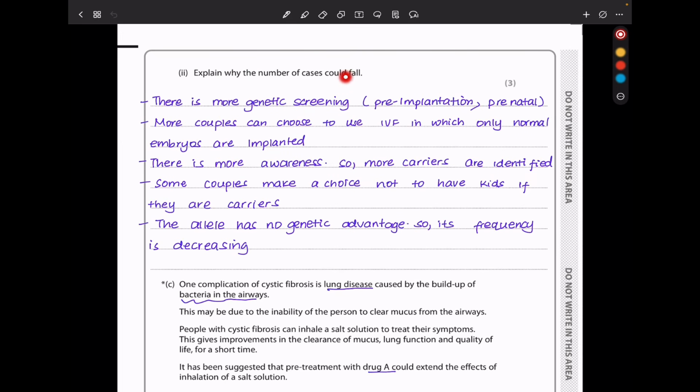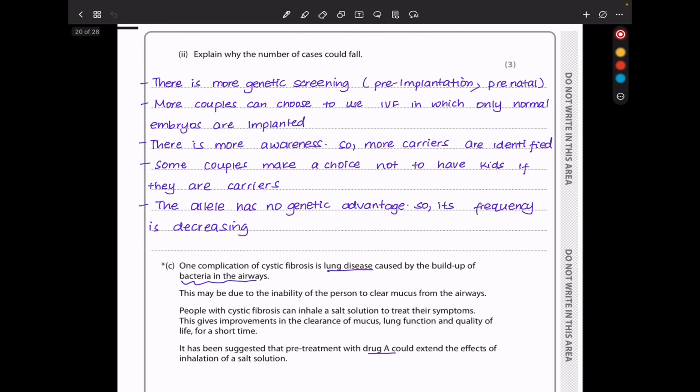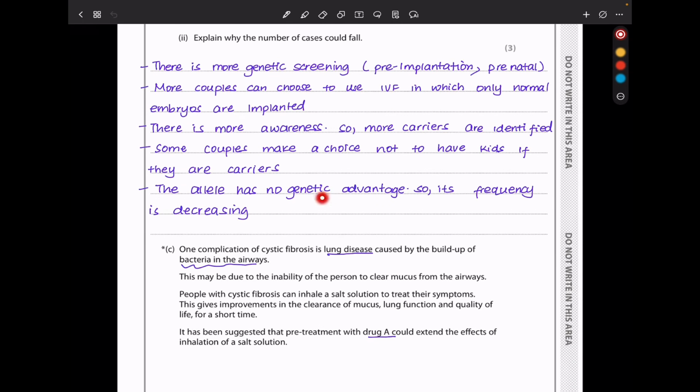Next, they say explain why the number of cases could fall. This is easy. People are more aware, there is more genetic testing, and so people are choosing alternatives instead of having children. Maybe they choose to adopt or they go through IVF. So I say there is more genetic screening. They can do pre-implantation or prenatal, and more couples can choose to use IVF, in which only normal embryos are implanted. There is also more awareness, so more carriers are identified, and some couples make a choice not to have kids if they are carriers. The allele has no genetic advantage, so its frequency is decreasing. There is also this possibility.